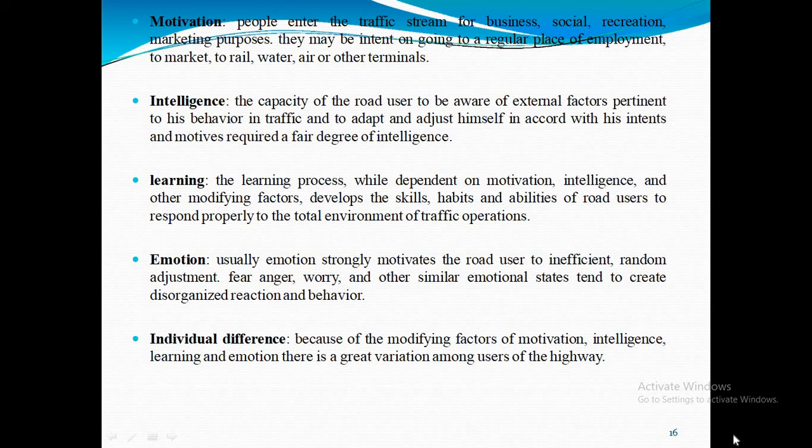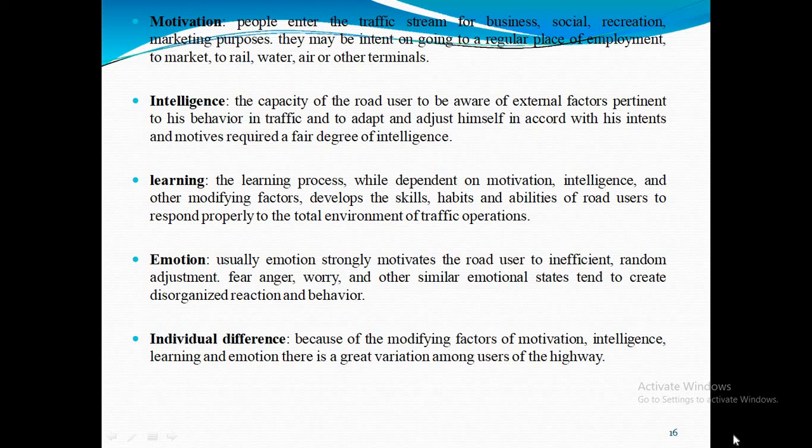And intelligence is the capacity of the road user to be aware of external factors. A person then has to behave in traffic, and to adapt and adjust himself in accord with instinct and motive, which requires a fair degree of intelligence. Next, learning. The learning process, while depending on motivation, intelligence and other modifying factors, develops the skills and habits of road users. We should learn everything. When department or government officials conduct awareness programs and explain some things, we need to learn from that.